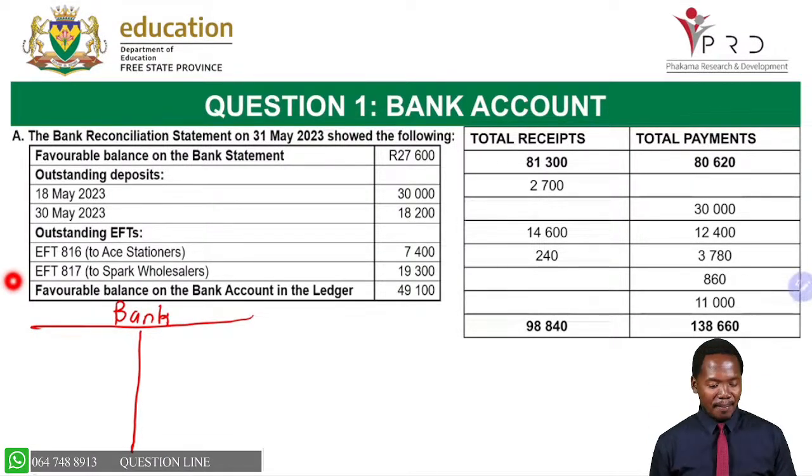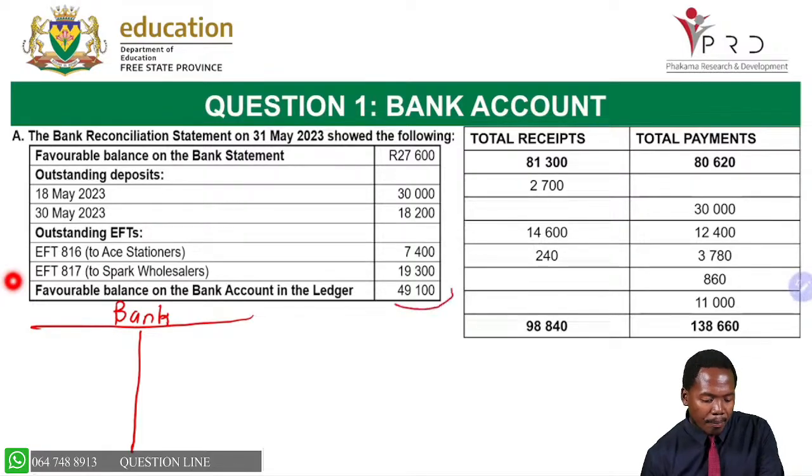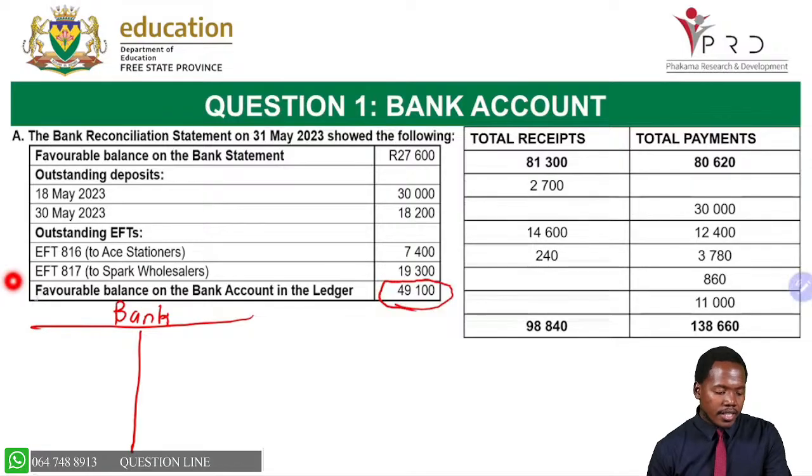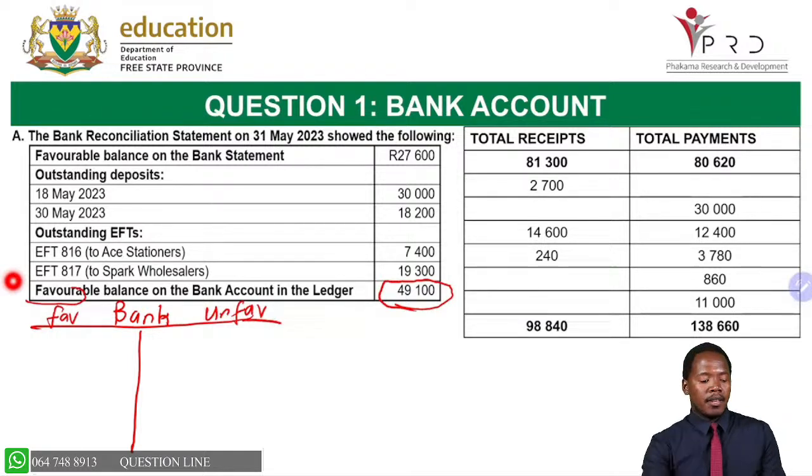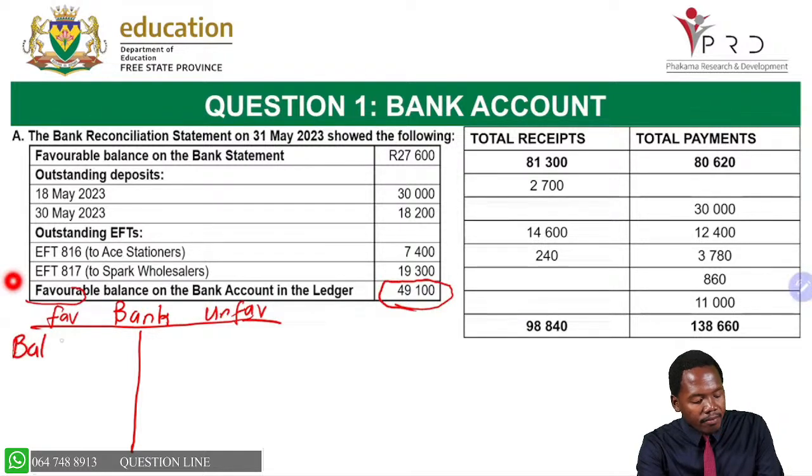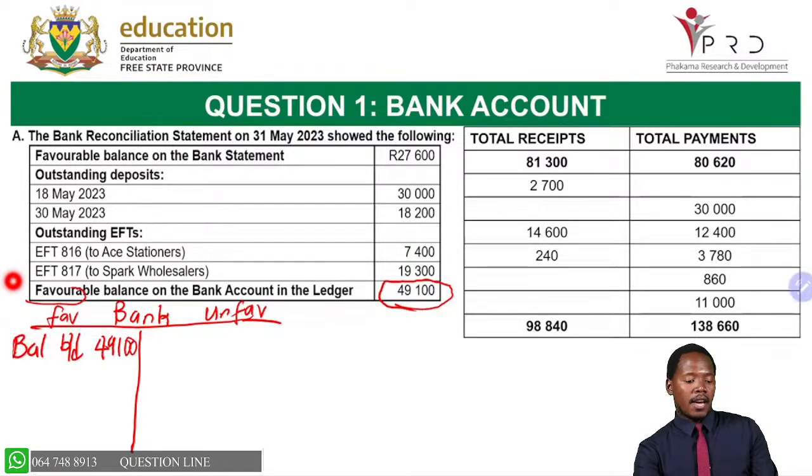Right, grade 12s, welcome back. We gave you a task to do the bank account. You are given a space, and you can draw a T account on that space. Now, where do we start? Some of you got it correct. We start with the previous bank reconciliation. It's written favorable. Which side is favorable? It is the debit side. The credit side becomes our unfavorable side. Meaning, on my debit side, I'll have my balance brought down, 49,100.